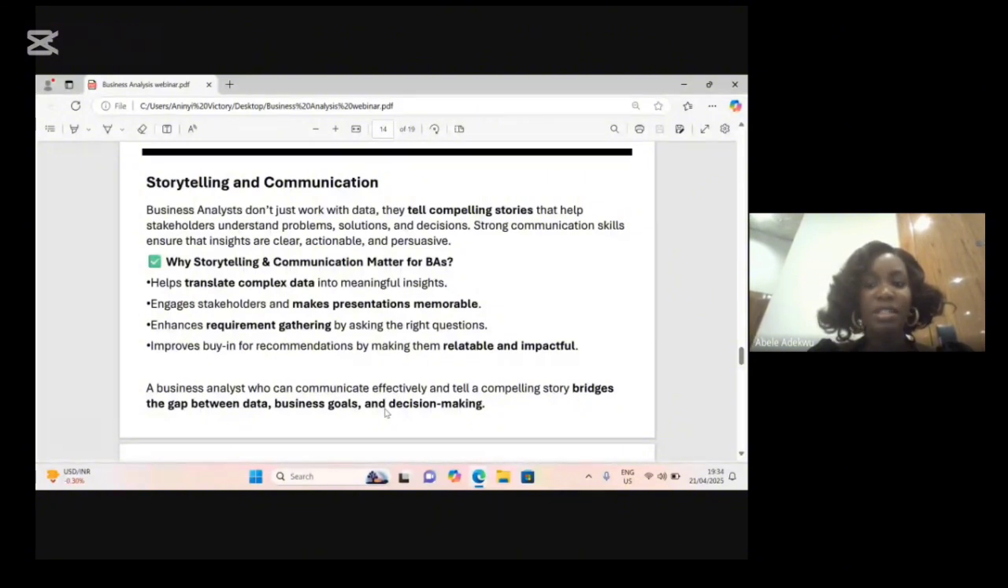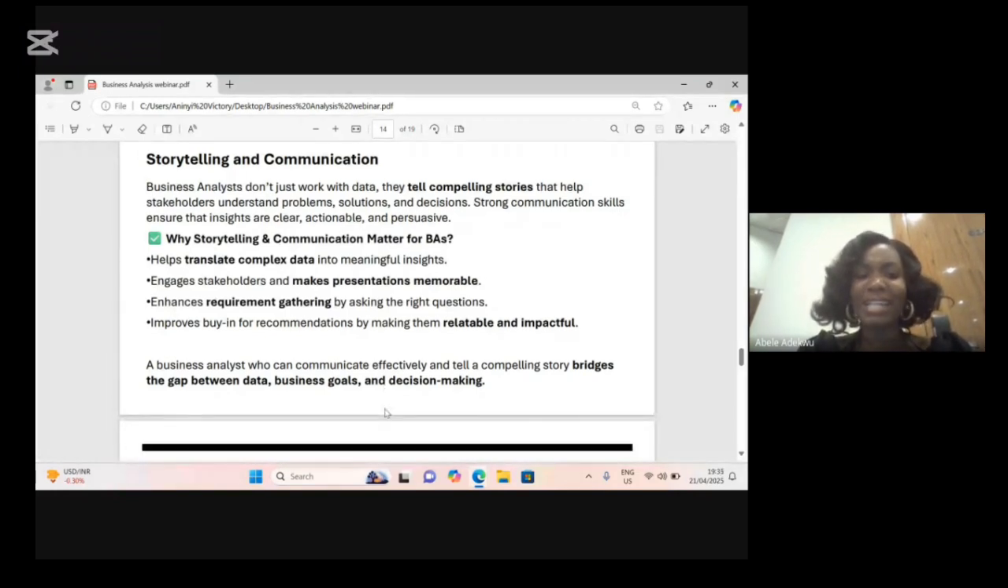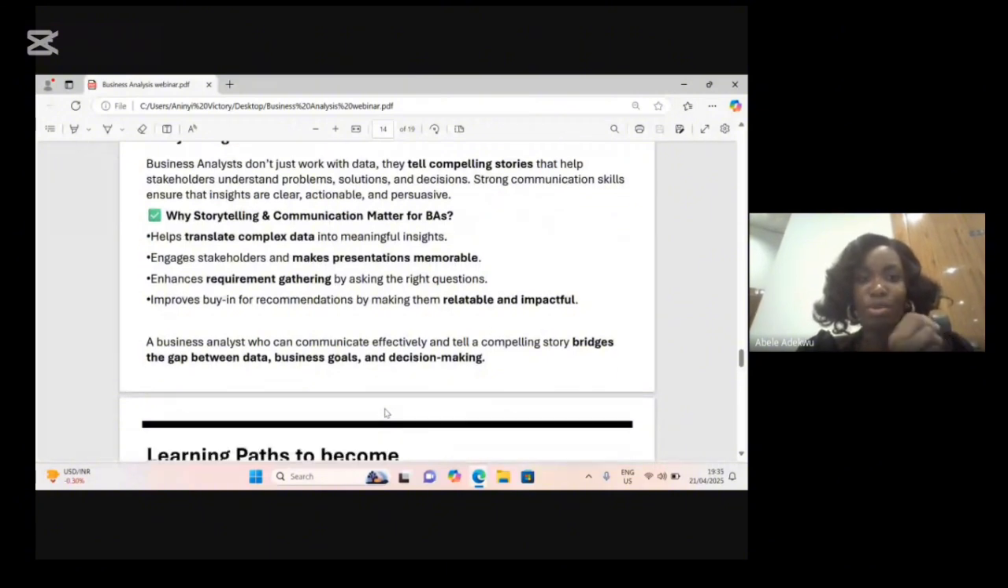So, business analysts, you don't just work with data. You have to be able to tell compelling stories that will help stakeholders to understand the problems, the solutions, and decisions. You have to be able to make them see it from your own eyes. You have to be able to make them understand the deep details of it. Help them break it down to other people. You have to make them understand it perfectly, even non-technical teams. Break it down for them.